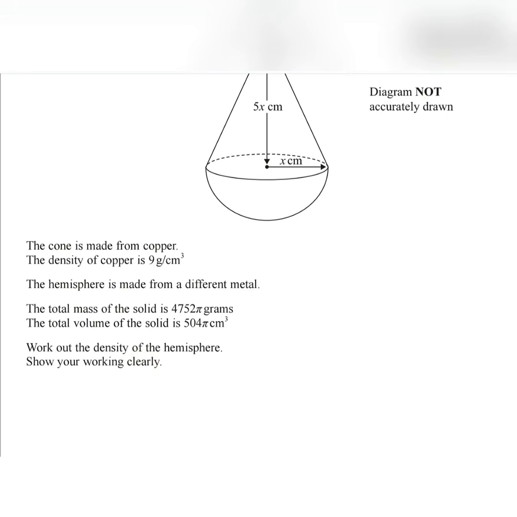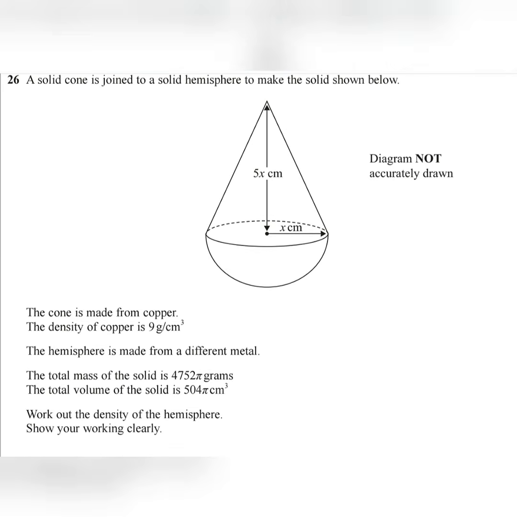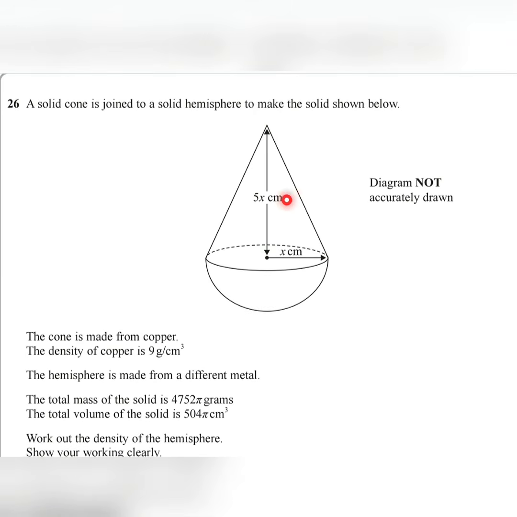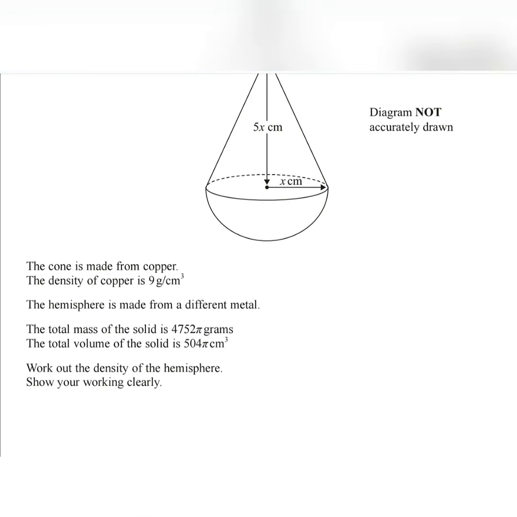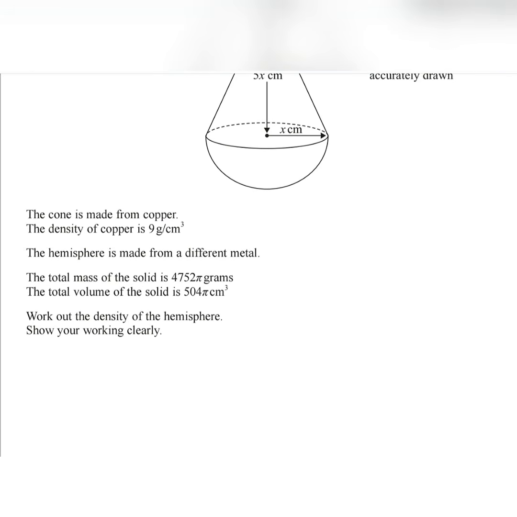Show your working clearly. Remember, in order to find the density, we need the mass of that solid and we also need its volume, because density is defined as what? Mass divided by volume. Therefore, we have to find them separately. From the diagram, we are given a cone that has a height of 5x centimeters and a radius of x, while the hemisphere shares a common radius. So I would like to start by finding an expression for the volume of the hemisphere.